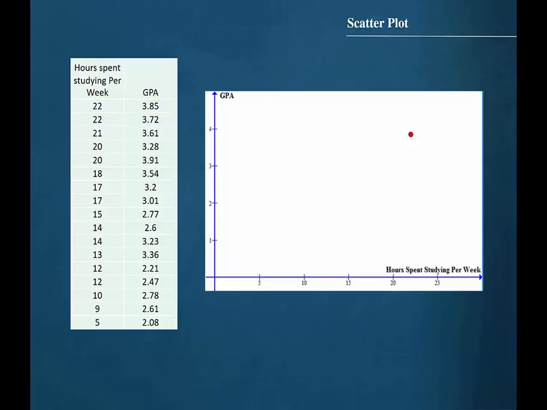Then the next ordered pair, (22, 3.72), would correspond to another student who spends 22 hours per week studying and has a GPA of 3.72. And then continue (21, 3.61), (20, 3.28), and proceed in this way until the entire list of ordered pairs is plotted on the graph. This scattered group of dots is what we refer to as a scatter plot.